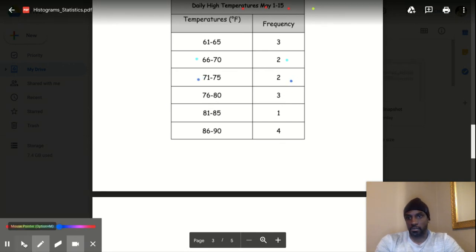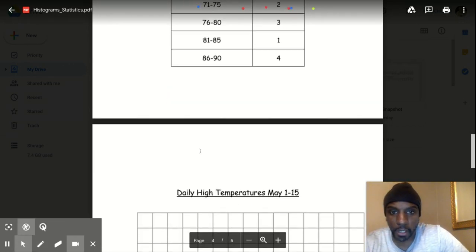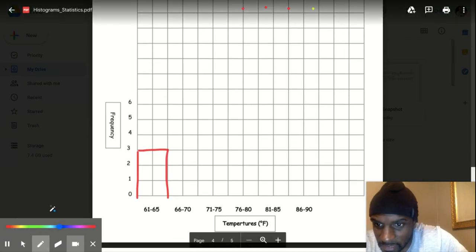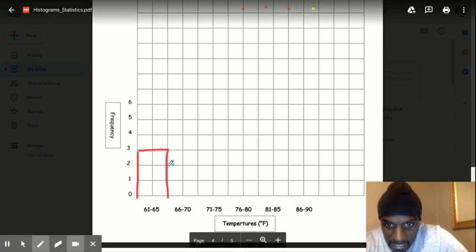Okay, now let's scroll down. Here we go. I'm going to 66 through 70. I'm going to use my light blue here, 66 through 70, and I'm going to the number 2, going straight across and going here. So let me explain this to you again. This would have to be 61. This over here would be 65. This right here would be 66. This right here would be 70. Next, 71 over here would be 75, okay?